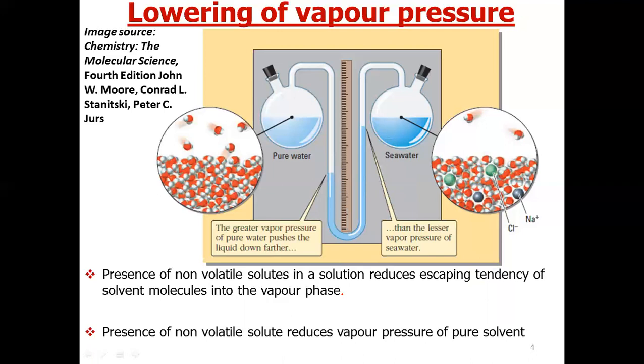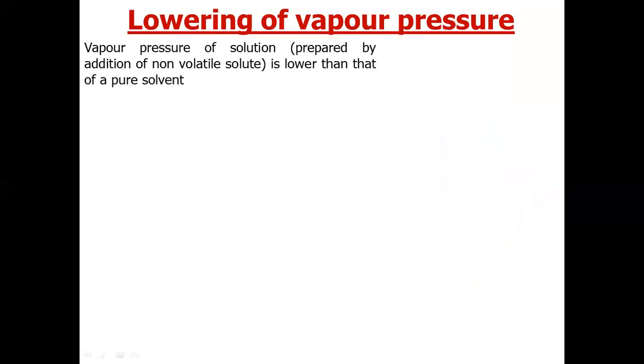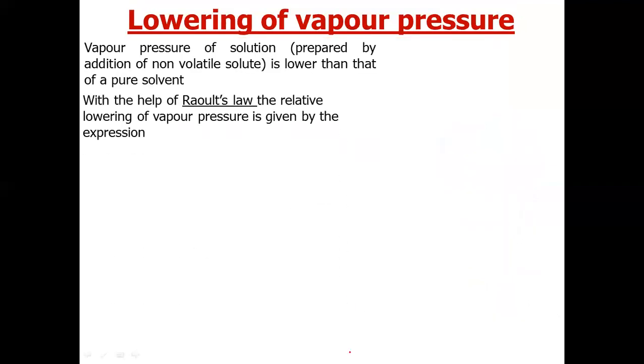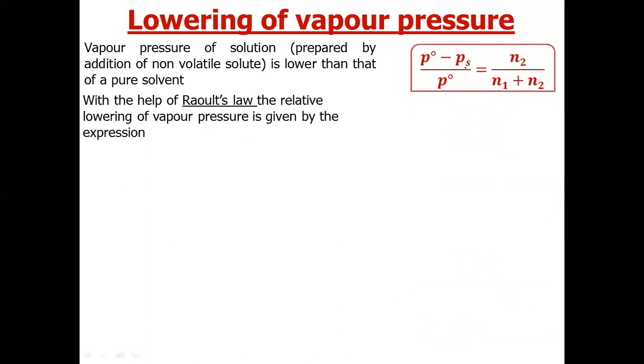The exact relation between the lowering of vapor pressure and the concentration of the solution was given by Raoult. Raoult gave a mathematical expression which shows the relation between the concentration of the solution and how much the vapor pressure is reduced. The relation derived by Raoult is: P naught minus Ps by P naught is equal to N2 upon N1 plus N2.